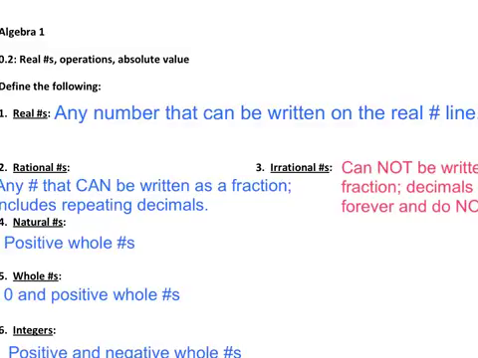Alright guys, in this video we're just going to go over basic definitions of different types of number sets that we're going to work with throughout the whole year. The main thing with this video is we're just going to take down the definitions and I'm going to give you a couple examples as we go.